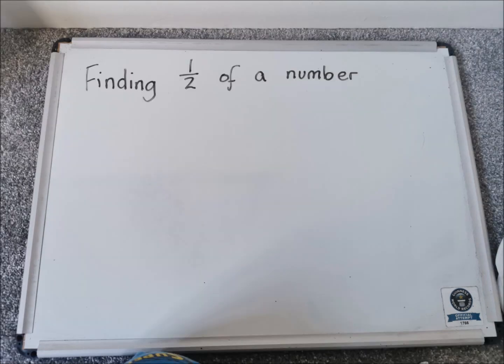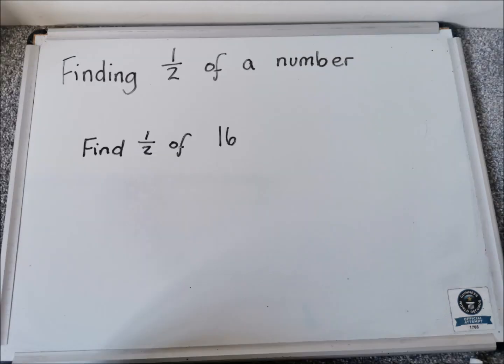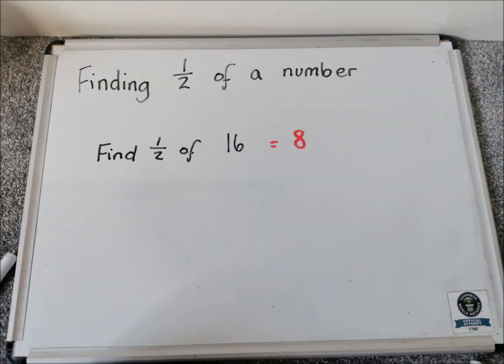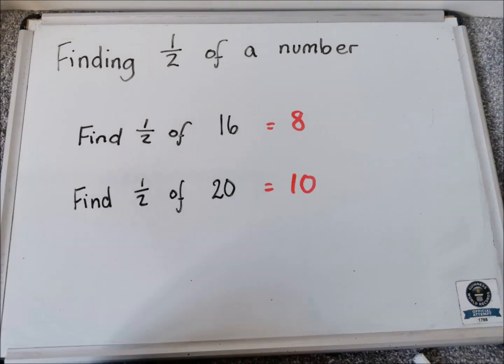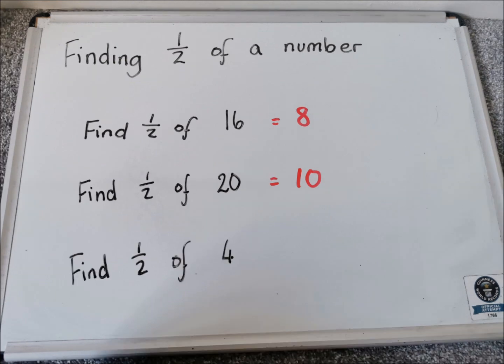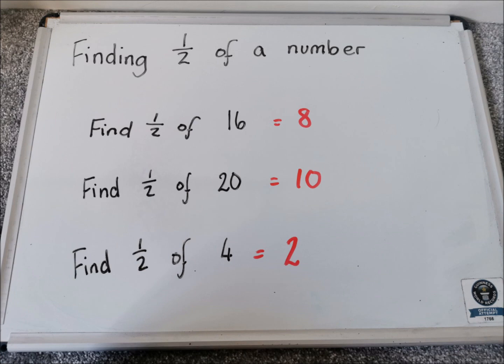We should know these ones hopefully by doing it mentally. So find half of 16. So how do we think about that? Answer is 8, hopefully that's what you said. Find half of 20. Hopefully you said 10, because that is the answer. And find half of 4. Hopefully you said 2. So if you have been able to work out those ones mentally, then you have found half of those numbers really quickly using that fraction instead of the word, which is fantastic.